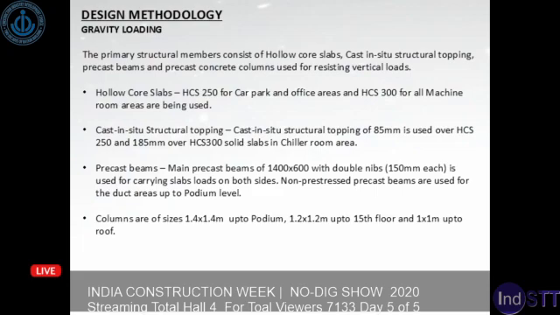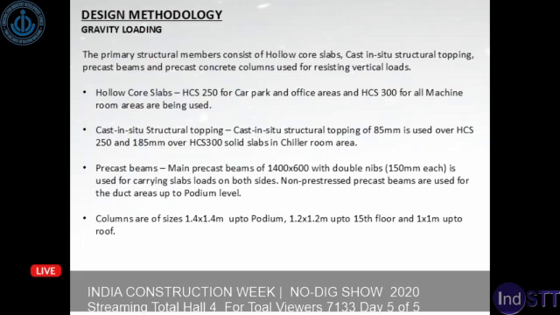Precast beams are typically 1400 wide, including the nib or the ledge for supporting the hollow core slabs, and they are 600 deep in total. So the precast part is 450 mm and the 150 mm part is done at site with cast in situ concrete after placing the top reinforcement.